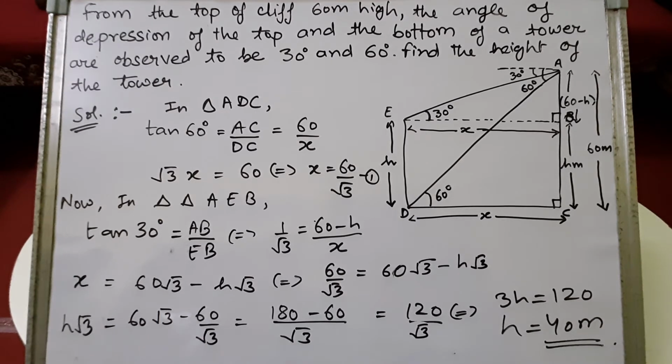When we cross multiply this root 3 here, we'll get root 3 into root 3, which is 3. It will become 3h, so 3h will be 120. If 3h equals 120, then the value of h will be 40. So from here we have concluded that the height of the tower will be 40 meters. Right children? Note down the solution please.